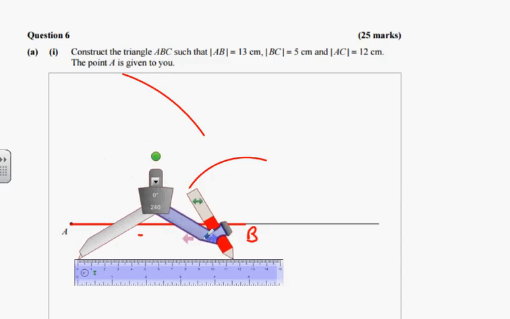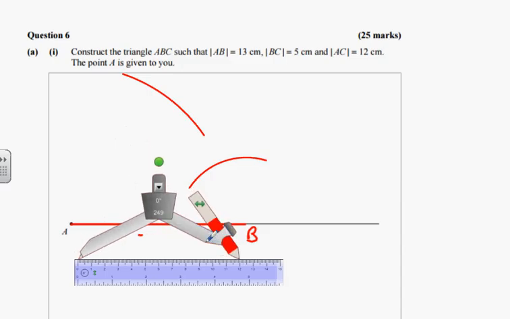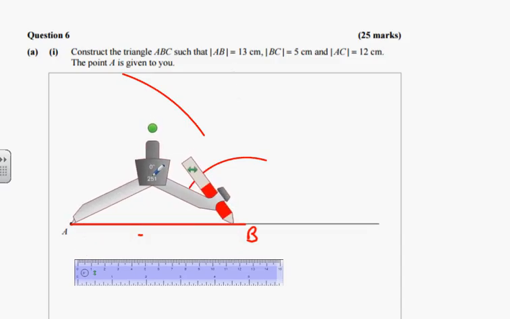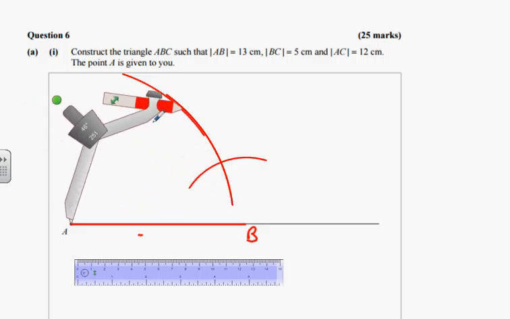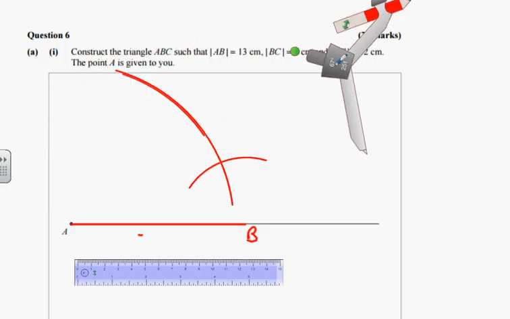Often you won't make the arc big enough, or if you're me, you won't make the arc big enough the majority of the time. So you gotta go back and go back where you came from, and then make a bigger arc. Then you just link them up together, and you get your right angle triangle.